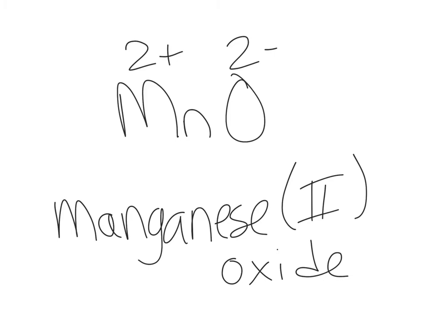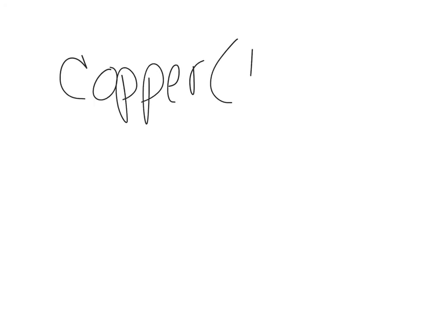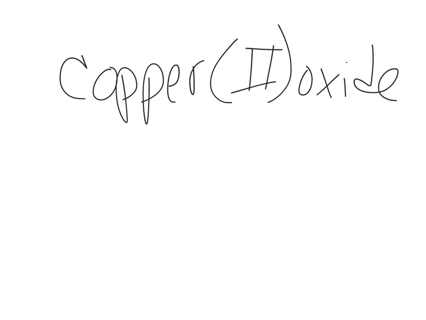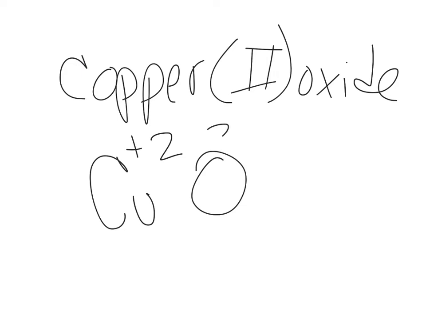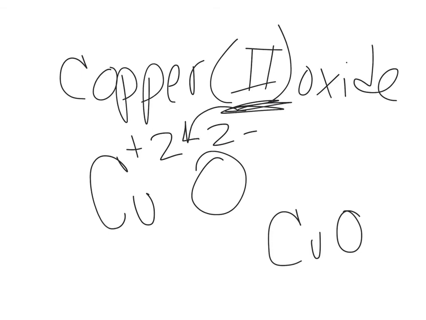If I go the other way, and I'm given the name, so I'm given something like copper 2 oxide, I know that copper is Cu. The Roman numeral tells me it has a +2 charge. I know oxide is O with a -2 charge. Those two cancel, so I know that I have CuO as my chemical formula. Once again, the Roman numeral tells me its charge. So let's try another one.